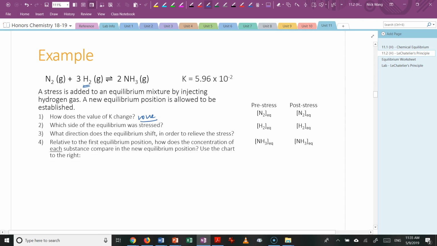The ratio will eventually always be that same value of 5.96. The actual numbers of products and the actual amounts of reactants can change, right? That's because you have different equilibrium positions, but ultimately K will always be the same.